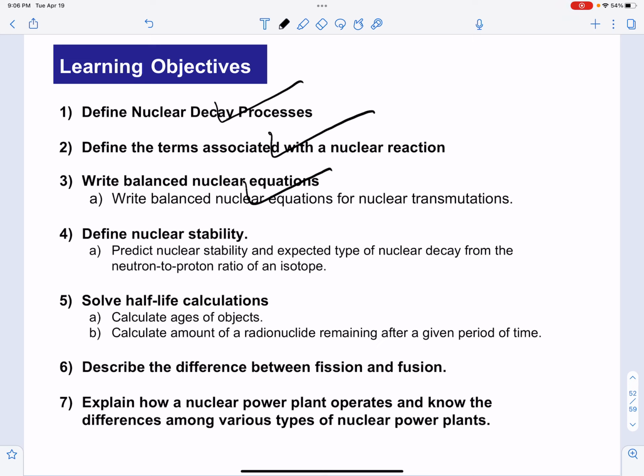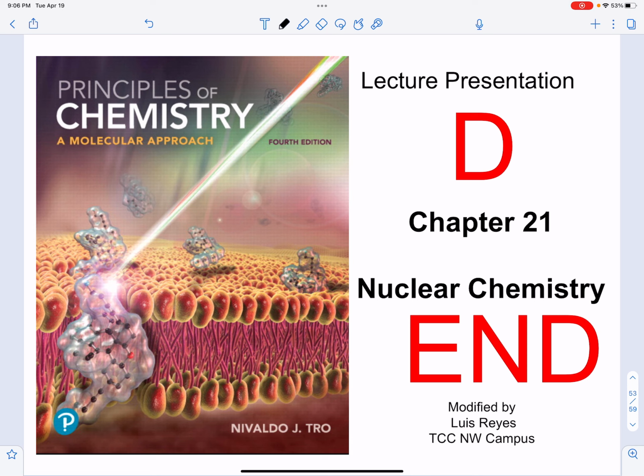We learned about all the different particles that matter can decay by to become stable. We talked about stability and how to identify, at least in a relative way, or exactly by using the stability belt graph, which ones are more stable than others. We saw how we can use radioactivity to determine how old something is. And like I said, we talked about fission and fusion and nuclear power plants. And with that, we come to the end of the chapter.